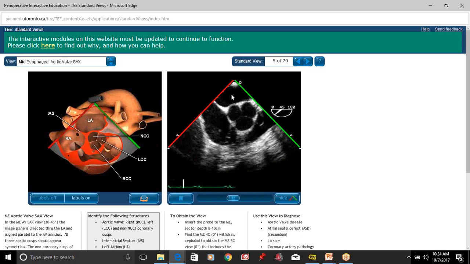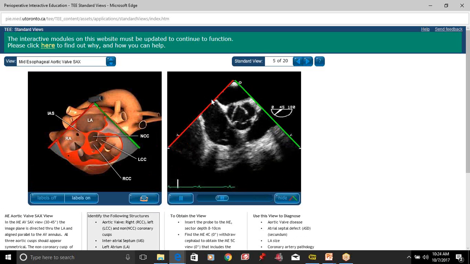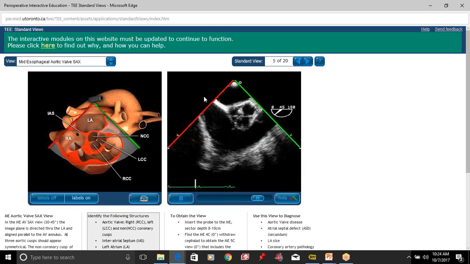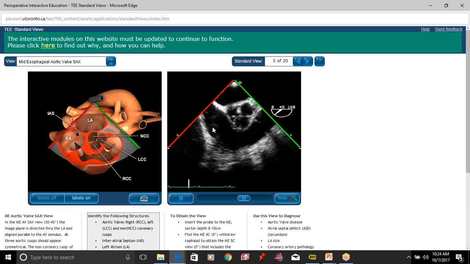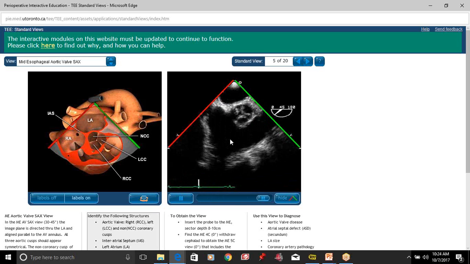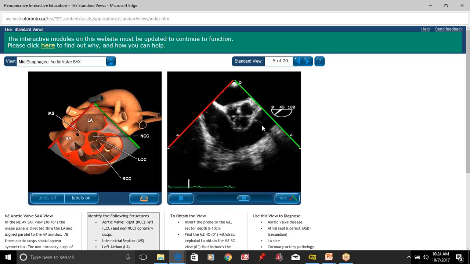This is your left atrium. This is the atrial septum. This is your right atrium. Tricuspid valve is right there. It's your right ventricular outflow tract. Pulmonary valve is right there. And then the pulmonary trunk.